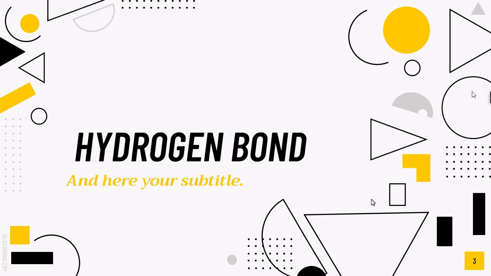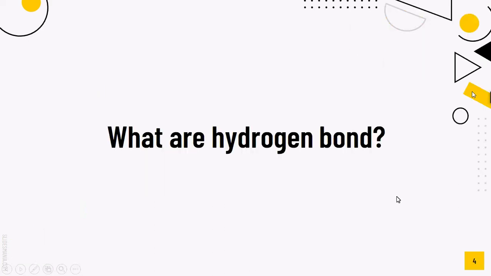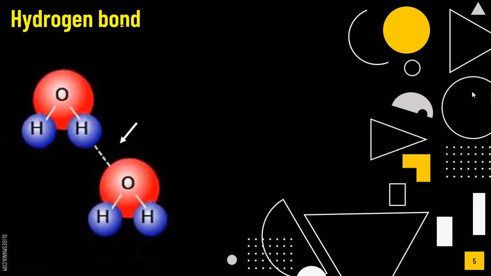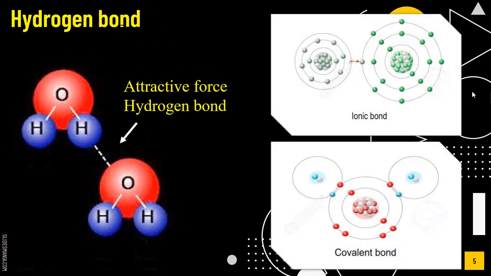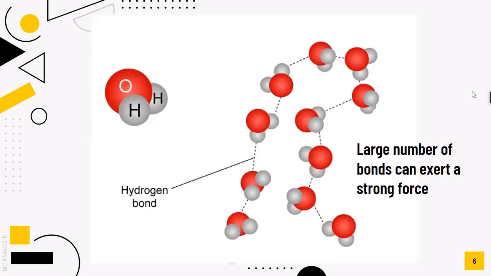Firstly, hydrogen bonds. What are hydrogen bonds? An attractive force called a hydrogen bond can exist between certain molecules. These bonds are weaker than ionic and covalent bonds because it takes less energy to break these types of bonds. The bond energy is usually less than 0.5 eV. However, a large number of these bonds going on can exert a strong force.